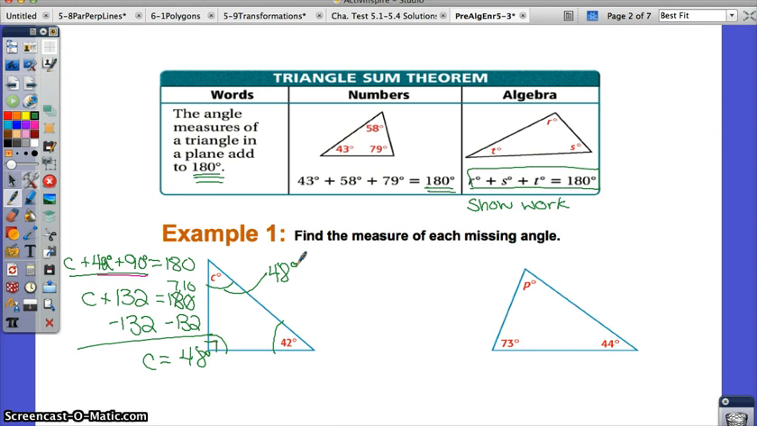What would be your equation for the second triangle? Again, every triangle, the angles add up to 180 degrees. So you're just writing your equation. In this one we have 73 plus 44 plus P. The order over here doesn't matter. We have the commutative property that allows us to know that. You can add the numbers in any order. Now go ahead and combine your like terms. If there's any numbers you can add together, go ahead and do that first.